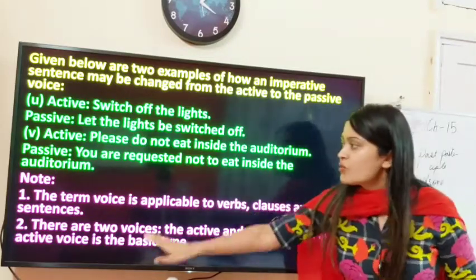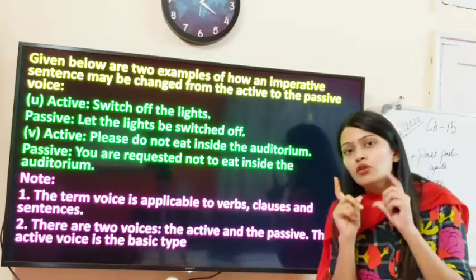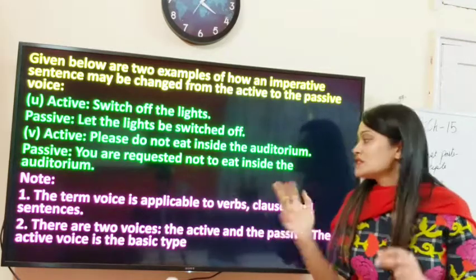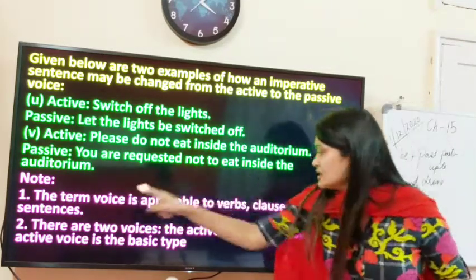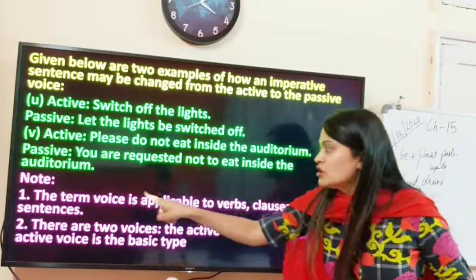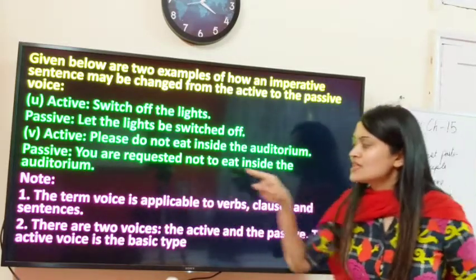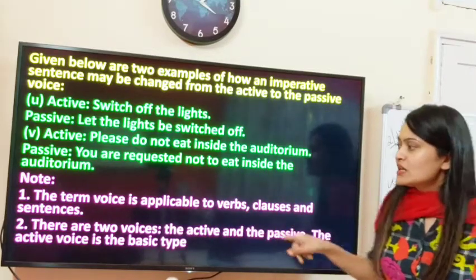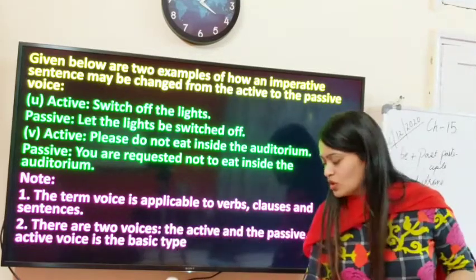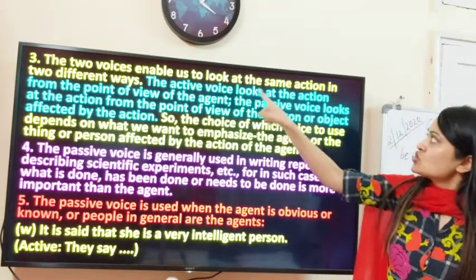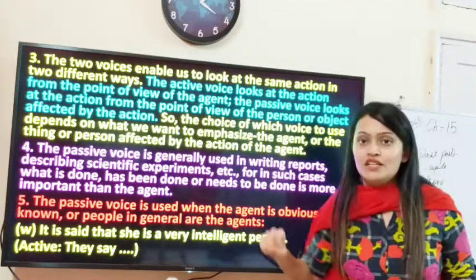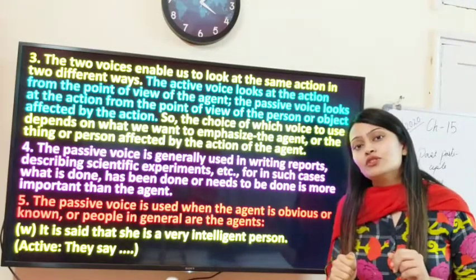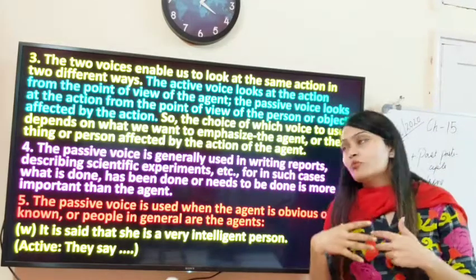Okay, children? Now some points we need to keep in mind. When we are talking about voice, children, we are talking about active and passive voice, right? So these two voices are with regard to sentences, clauses and verbs. The term voice is applicable to verbs, clauses and sentences. There are two types of voices, the active and passive voice. The active voice is the basic type. The two voices enable us to look at the same action in two different ways. Which ways, children? From the point of view of the doer and from the point of view whether some action is being performed on something.